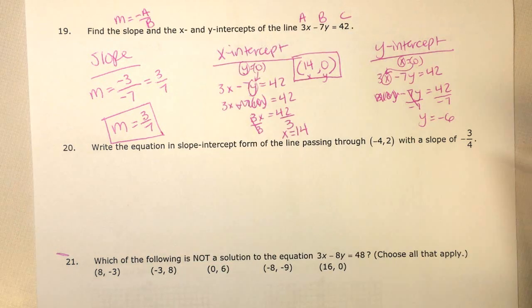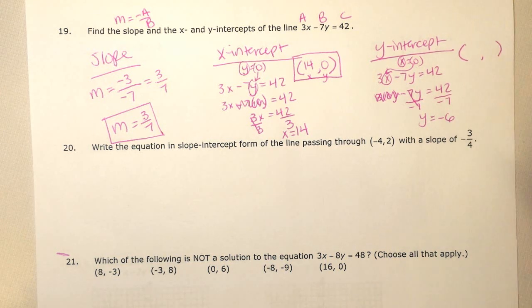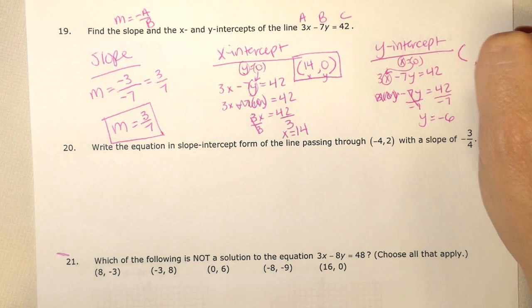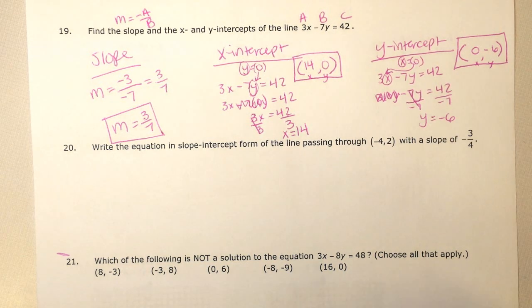Negative 6. So again, it's going to be written as a point. So x comma y. Y is negative 6, and I told you x is 0. So again, be super careful. It will probably have the answers in reversed order. So make sure you're paying attention to order.